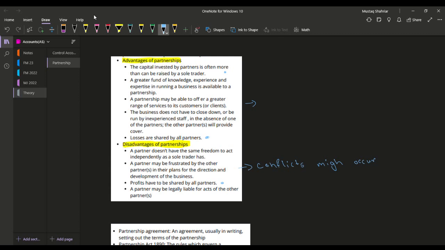A partner may be legally liable for acts of the other partner. So this is basically if a partner does anything, let's say if a partner gets arrested for any criminal activities, that's going to impact the whole business and all the partners of the business as well, and it is going to create a poor brand image for the business. So one partner's activities is going to affect the overall business, right?